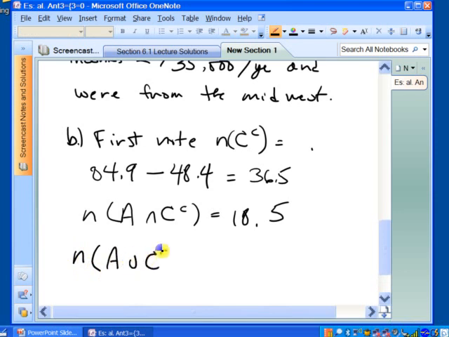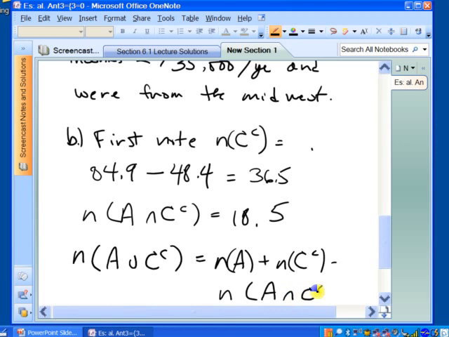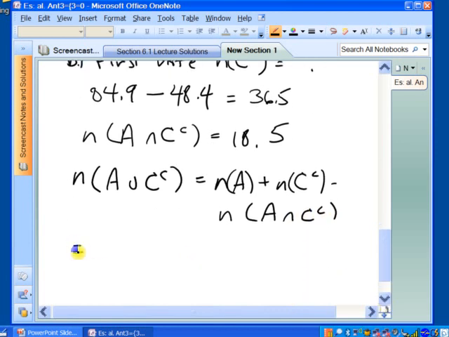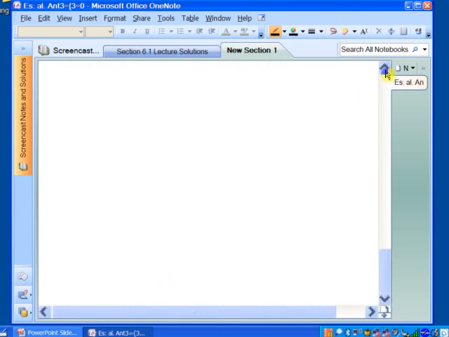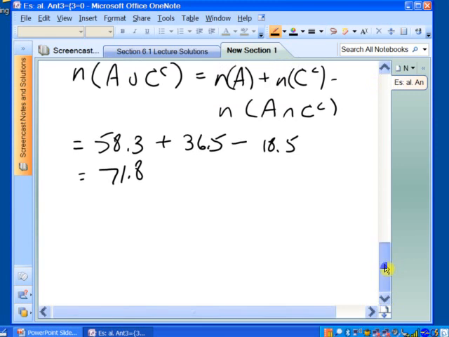All right, so the cardinality then of A union C complement, that's going to be the cardinality of A plus the cardinality of C complement minus the cardinality of A intersect C complement. So think what that is now. That's 58.3 plus 36.5 minus 18.5. So we end up with 71.8. So let's go ahead and interpret that solution now.